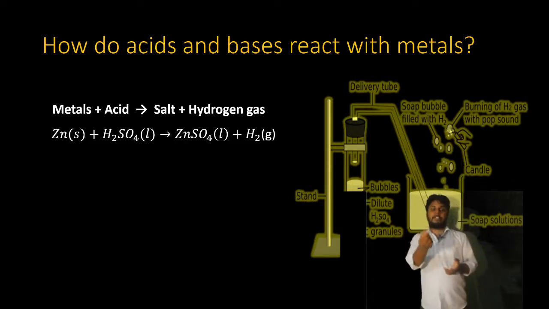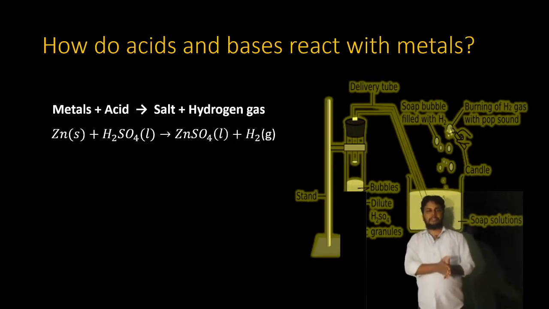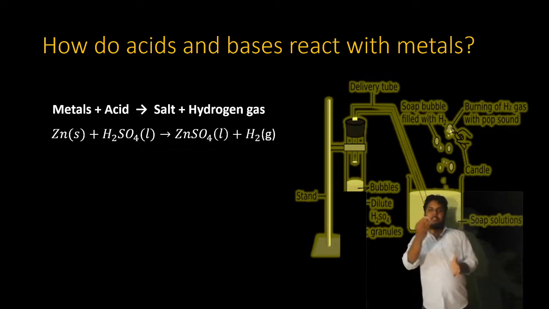So what happens when zinc reacts with sulfuric acid? This question can also be asked. This is the same topic. What happens when metal reacts with acids? So when zinc reacts with H2SO4, it will form zinc sulfate and hydrogen gas.